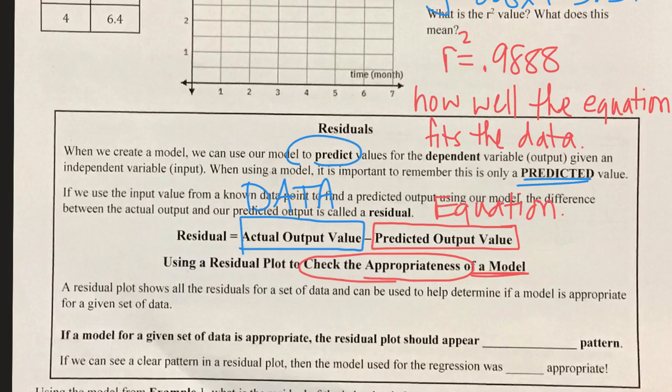So if a model is appropriate, the residual plot should appear random. Okay, not a specific pattern. It shouldn't look linear. It shouldn't look like a quadratic. It shouldn't look exponential. It should look random, some above, some below, right? So, I mean, it can be up and down, back and forth, randomized. Okay, if you can see a pattern, then it was not appropriate. And we'll look at some examples of that here in a little bit.